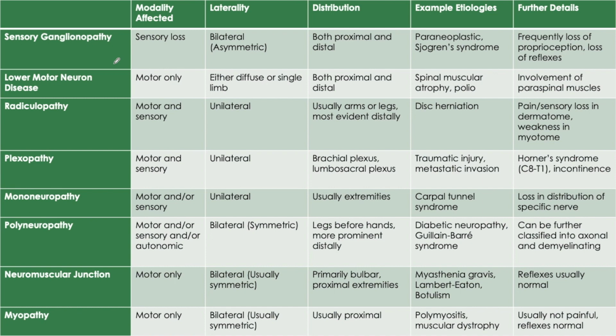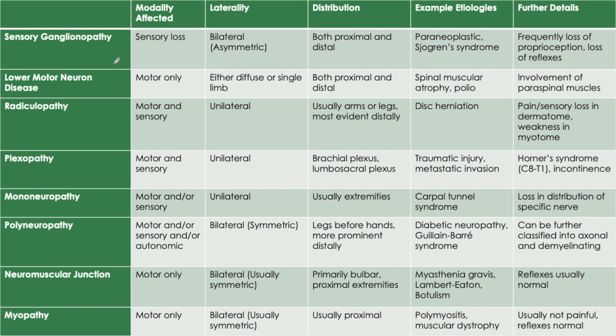Here's a table displaying the different localizations of peripheral nervous system problems. I know it's a lot of information to take in, but we're going to be coming back to it as we review other lectures. For now, let's just review some features of these different localizations. Sensory ganglionopathies only affect sensory modalities and occur bilaterally. They also result in loss of proprioception and loss of reflexes. Lower motor neuron diseases only affect motor function and occur either diffusely or in a single limb. A key feature is the involvement of paraspinal muscles.